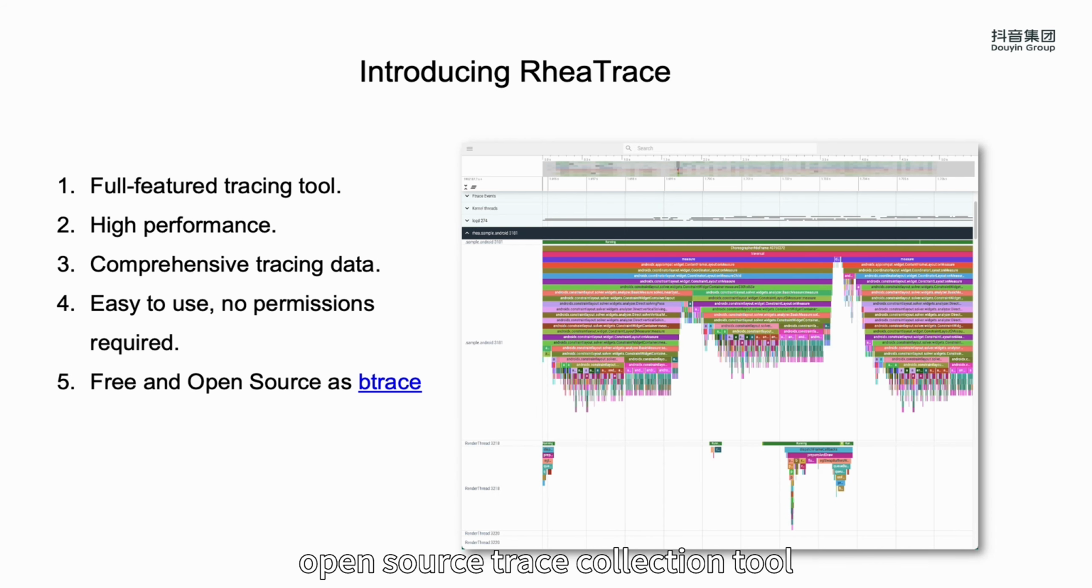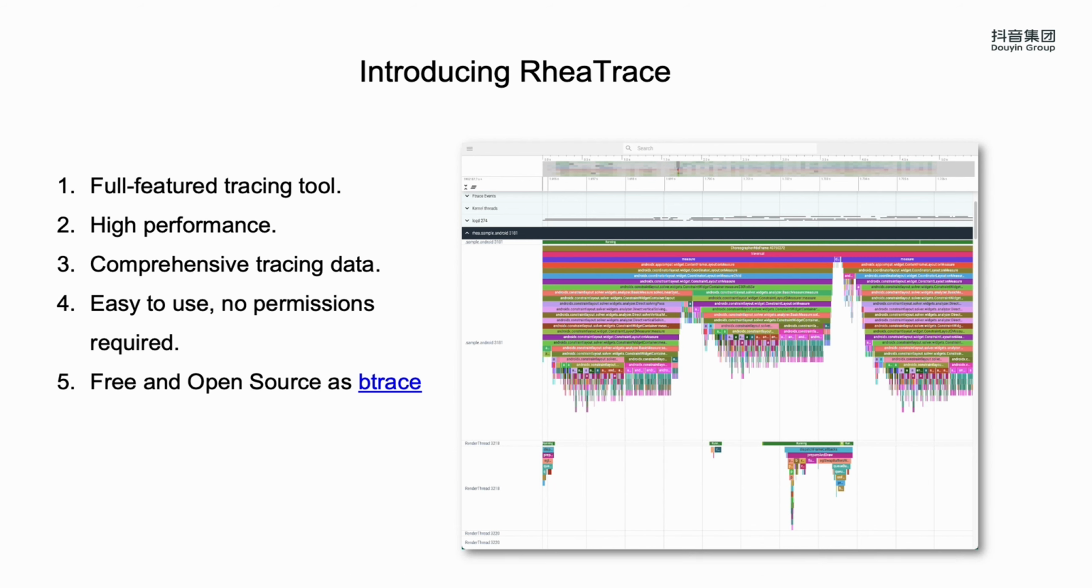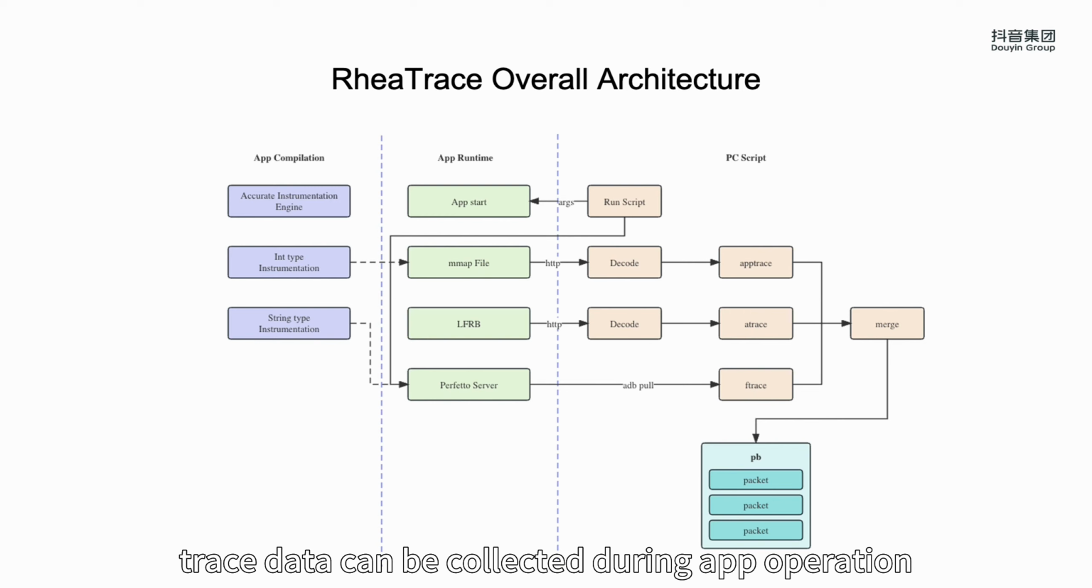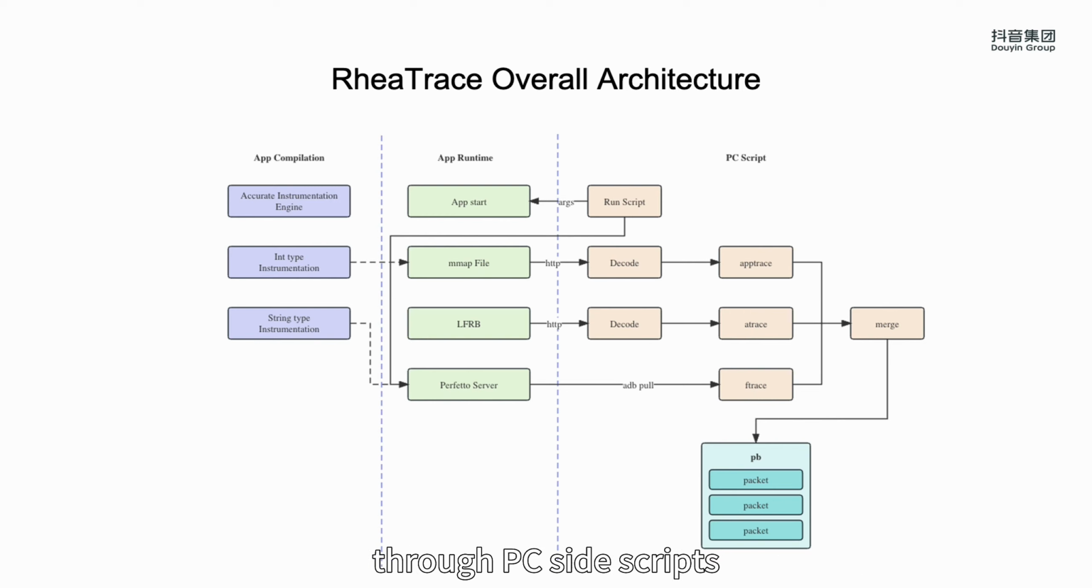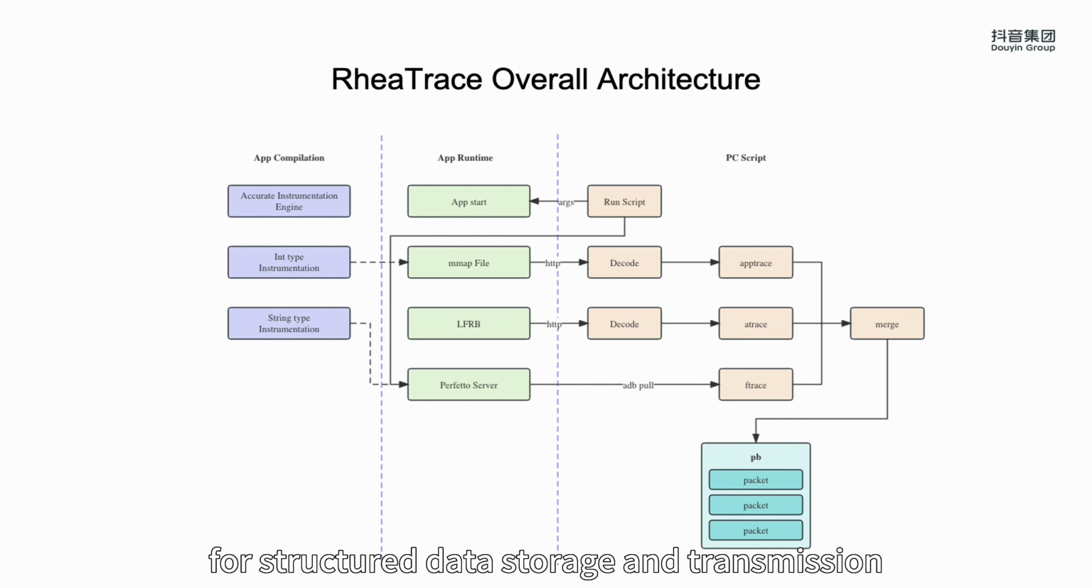btrace is an open-source trace collection tool developed by Domino Group with high performance, complete functions, comprehensive data, and ease of use. During app application compilation, trace collection capabilities are integrated, and application and system trace data can be collected during app operation through PC-side scripts. The data is then converted to PB format for structured data storage and transmission.